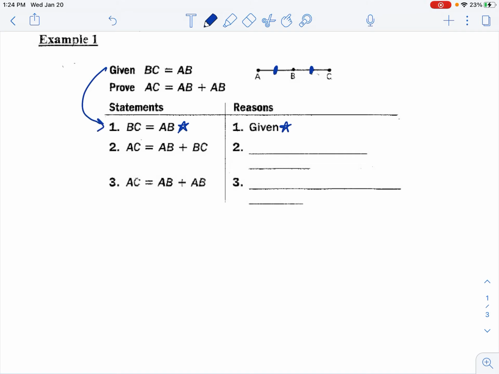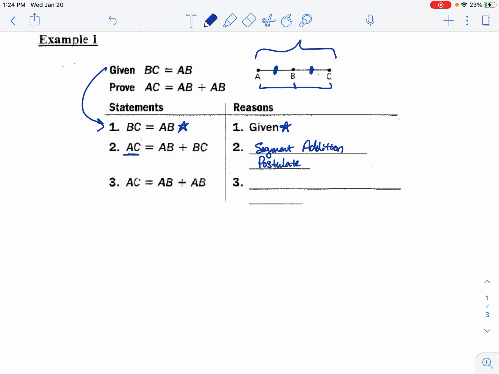So given goes here. The next thing I do is if I want to get to my prove statement, I'm going to say something about AC. I know that AC, which is this whole thing up here, is just equal to AB plus BC. If I take those two parts and add them together, I get the whole segment. Now this is a throwback to Unit 1. It is the segment addition postulate, something that we talked about in Unit 1 and used to solve more algebraic problems. Now we're using it to justify.